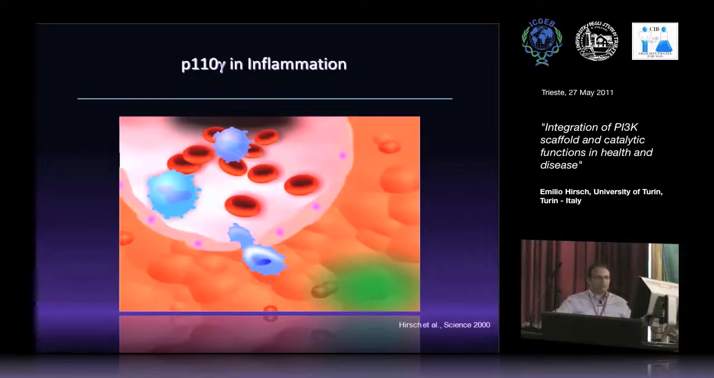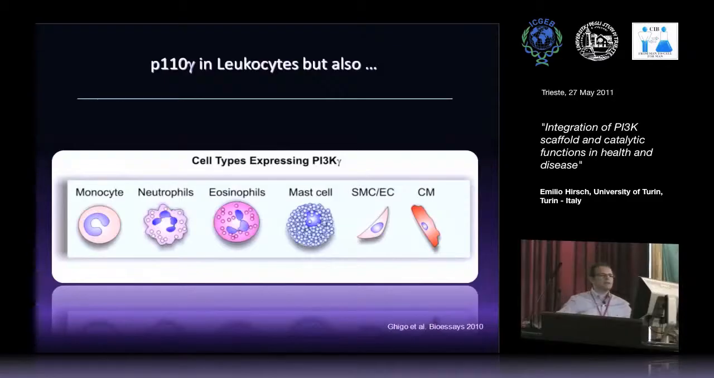So the major phenotype was, let's say, indicating that targeting PI3 kinase gamma was going to be a promising therapeutic strategy to treat inflammatory diseases. But with time, having these mice available, we also understood that the PI3 kinase gamma expression pattern is a little bit wider than expected. So PI3 kinase gamma is not only expressed by leukocytes, but it's also weakly expressed by other cell types, for example, endothelial cells or cardiomyocytes.